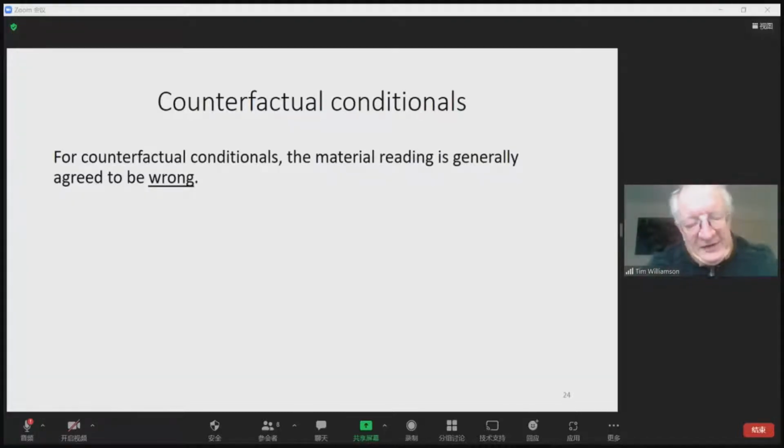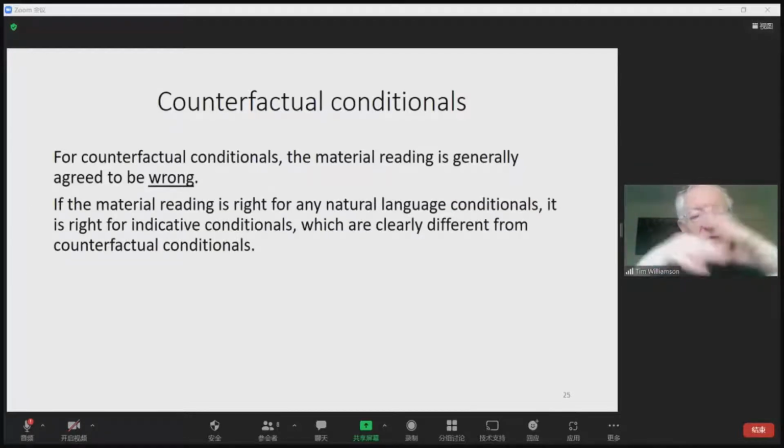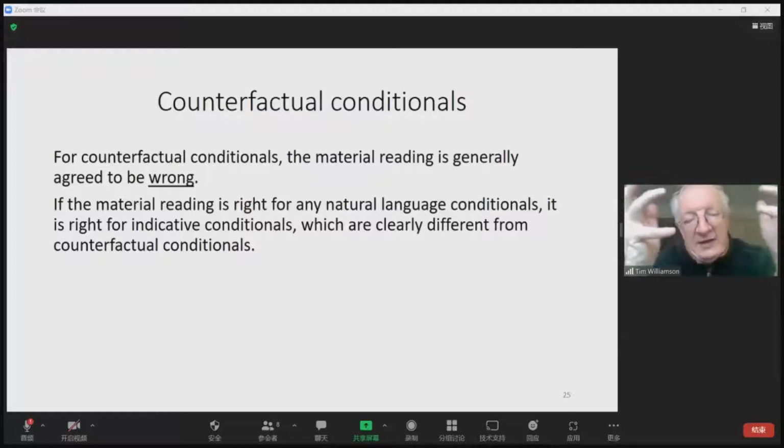Now, so that's some discussion of the situation with indicative conditionals. But now we need to go on to counterfactual conditionals, and the material truth functional reading is generally agreed to be wrong for them, and I agree with that. That it's in general wrong for counterfactual conditionals. What's pretty clear is that if the material reading is right for any natural language conditionals, it's right for indicative conditionals, which are clearly different from counterfactual conditionals. So if it's right for them, it's not going to be right for the counterfactual conditionals, because then we wouldn't get this big difference between them.